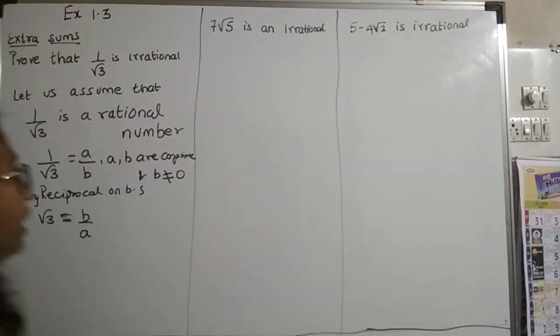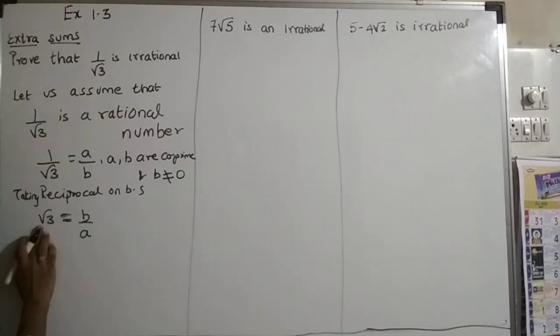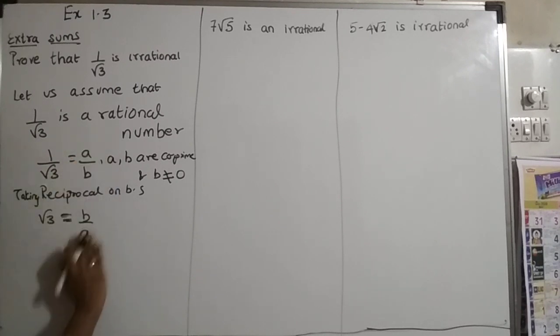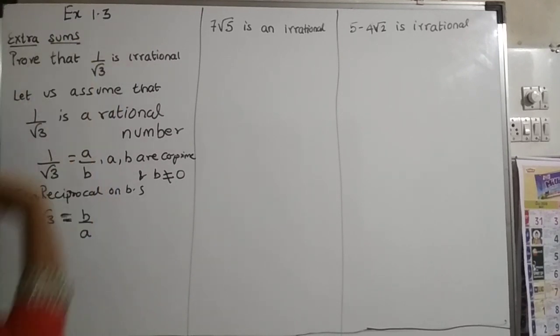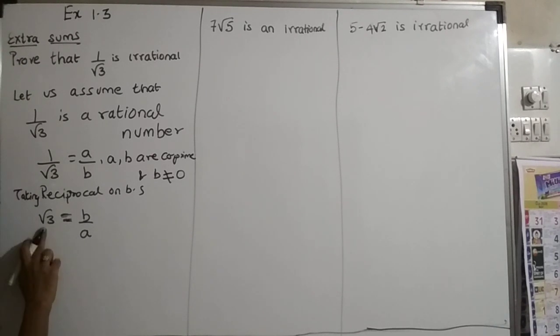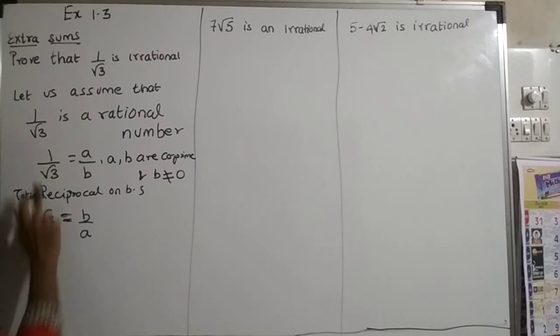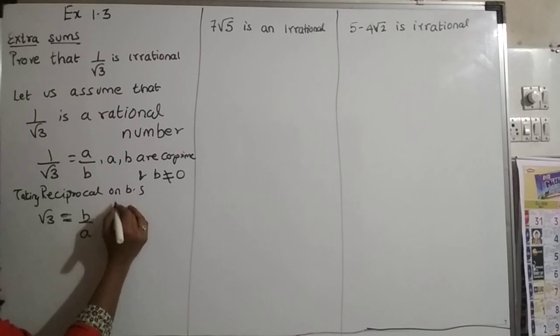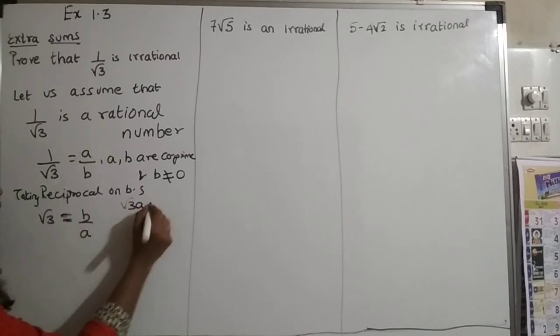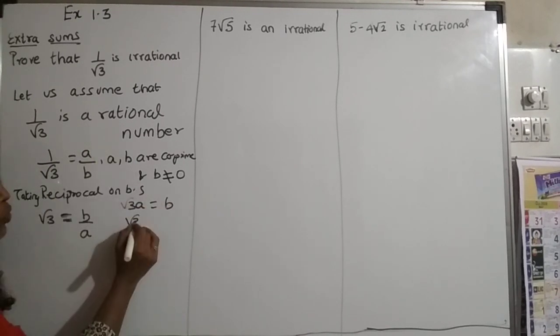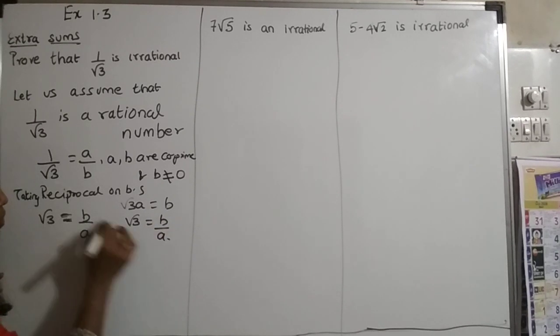Correct. So here what we did, again the same thing. I have taken the root on one side and the other numbers on the other side. So we got b upon a. We know that root 3 is irrational, but we don't know about 1 upon root 3. So here I have taken root 3 on one side by taking the reciprocal. Even if I cross multiply, what will I get? I'll get root 3 a equal to b. Therefore root 3 equal to b upon a. It doesn't make any difference, so both are the same.